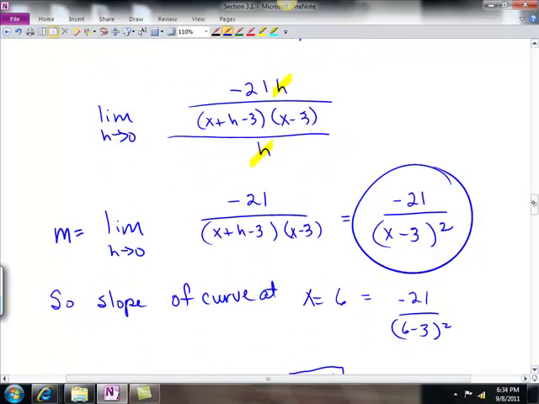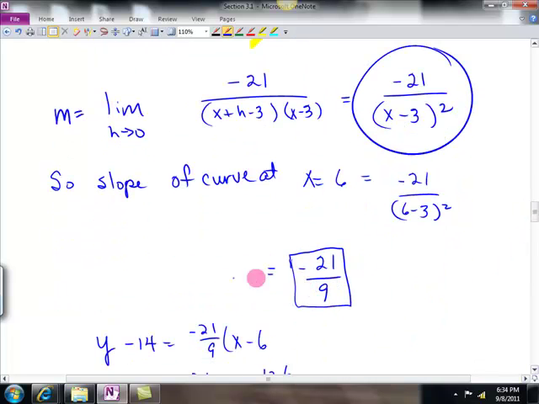And then if you want to take the slope of the curve at x equals 6, you plug in 6 here, 21 over blah, blah, blah. And so this is the slope at x equals 6. On curves, the slope is different at every x point that you have. So you don't have just the slope is 5. It's 5 at this x point, but it might be 3 over here. So at 6, that's the slope. Does that make sense?